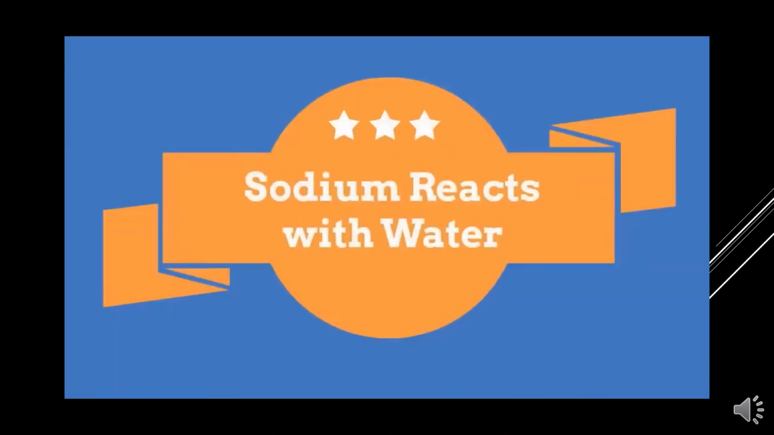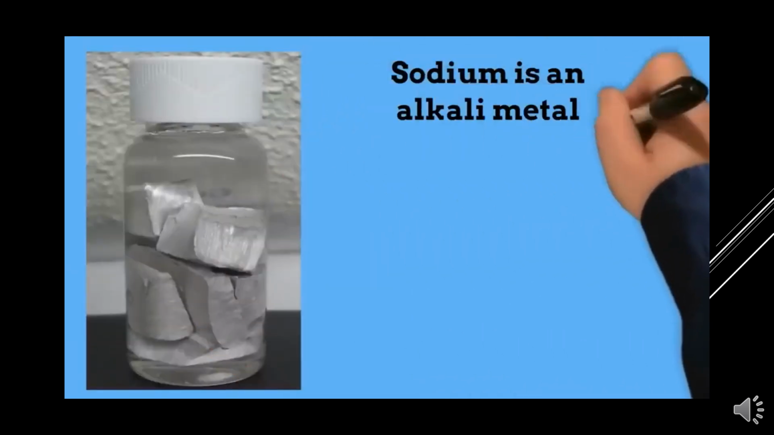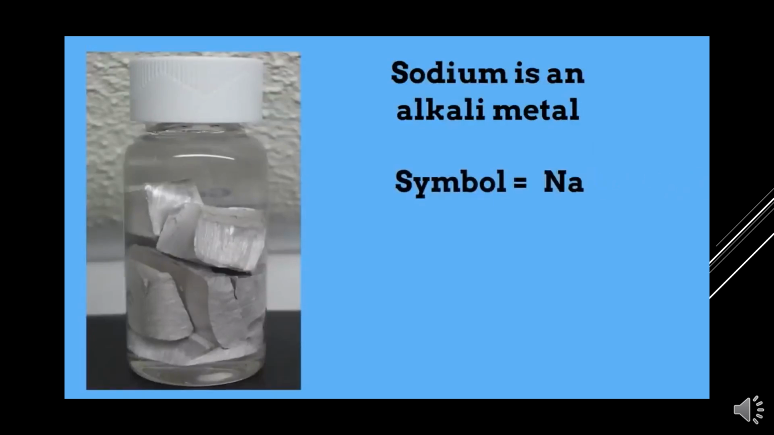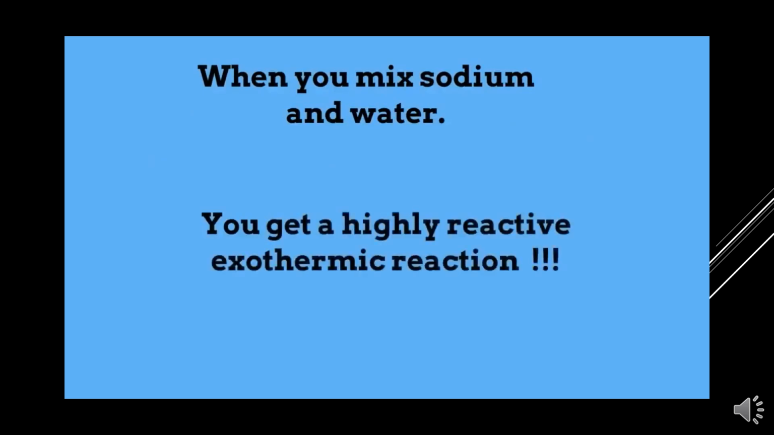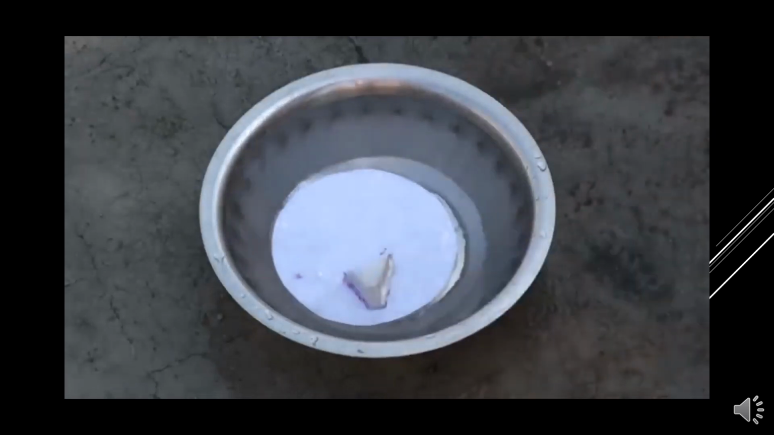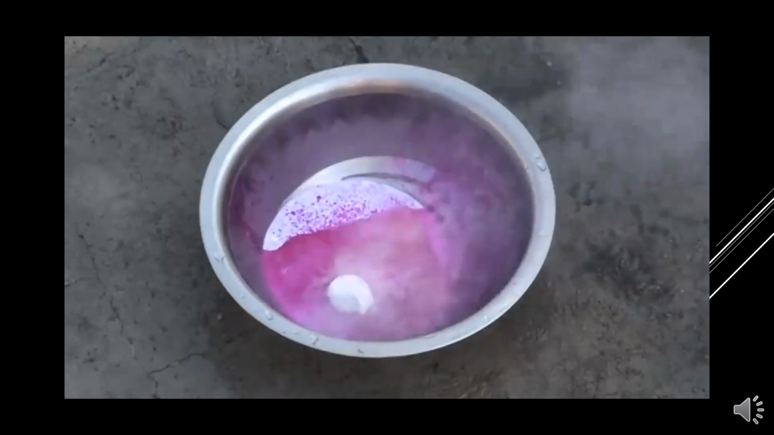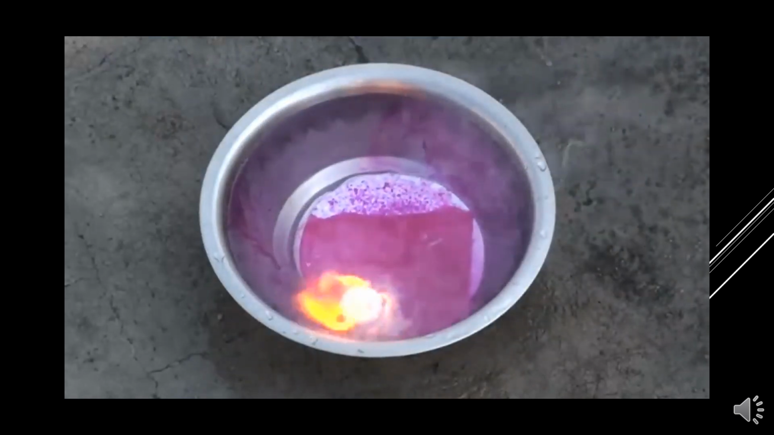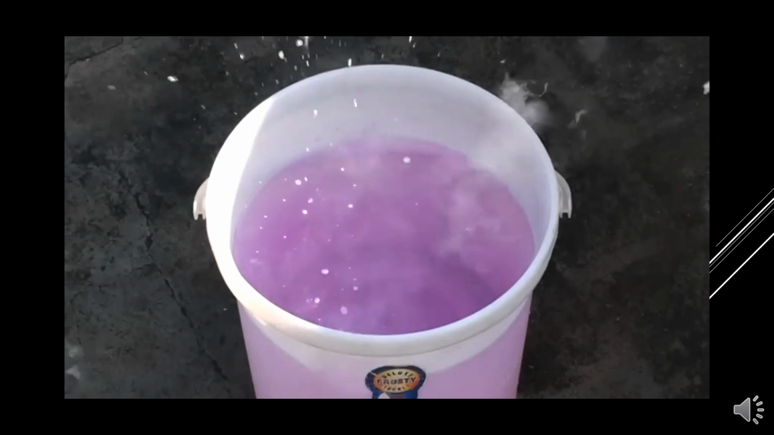Video. Sodium reacts with water. Sodium with the symbol of Na is an alkali metal with the atomic number 11. Dear students, when you mix sodium and water, you get a highly reactive exothermic reaction. Now we are mixing sodium metal with water and you could see, wow, the reaction is vigorous with the liberation of hydrogen gas. So alkali metals react vigorously with water.